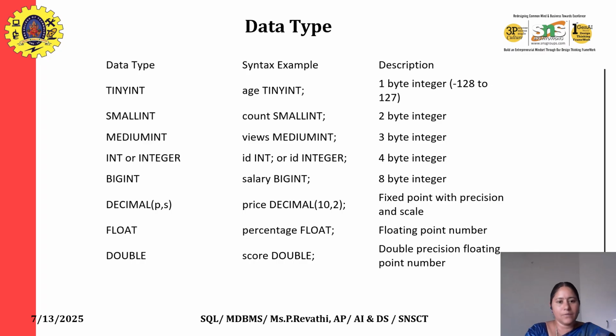Then the next one is FLOAT data type: percentage FLOAT. Then this is a floating point number. Next one is DOUBLE data type: score DOUBLE. Score is the column name. DOUBLE is the data type. Double precision floating point number.